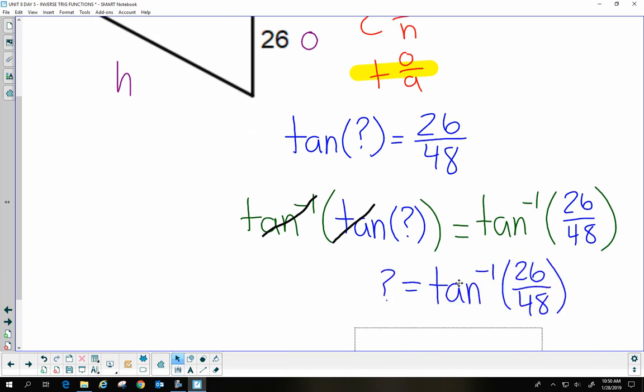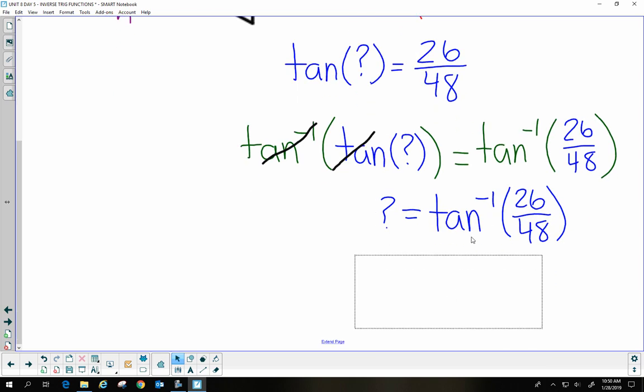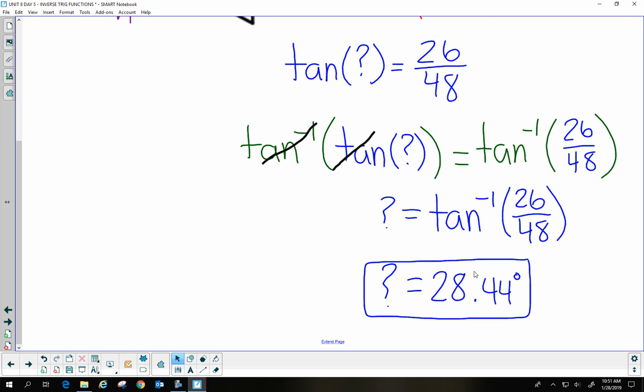So this is what our equation ends up looking like. And this is simply a calculator feature. There's an inverse tangent, cosine, and sine on your calculator, which I will show you in class when we have the calculators in front of us. But I would just plug this into my calculator to find out that my angle is approximately 28.44 degrees.